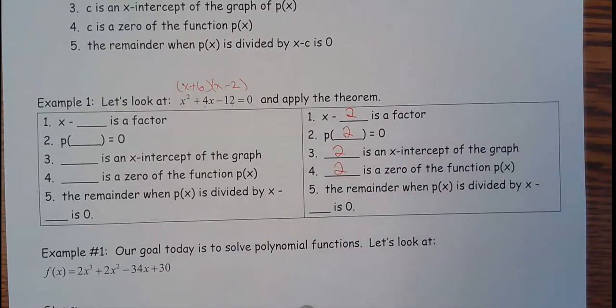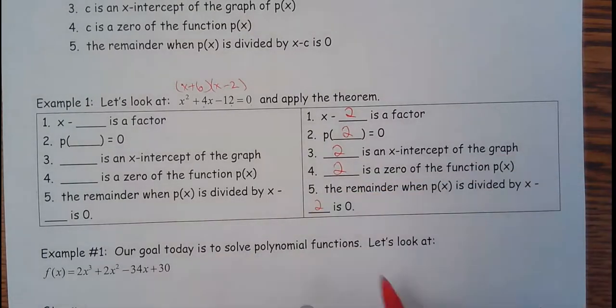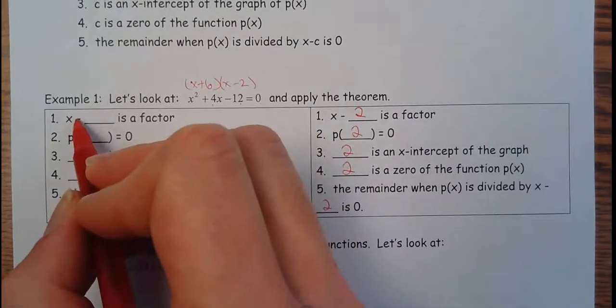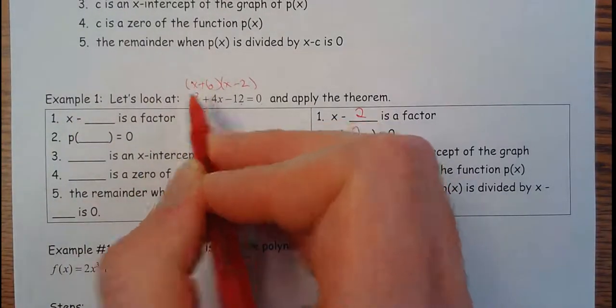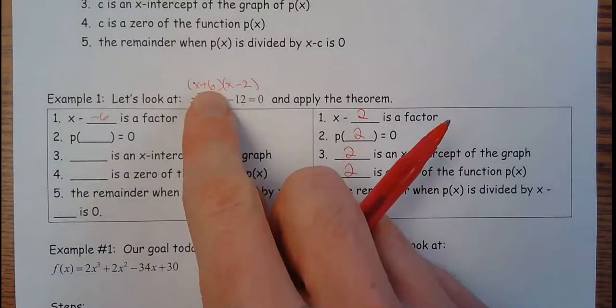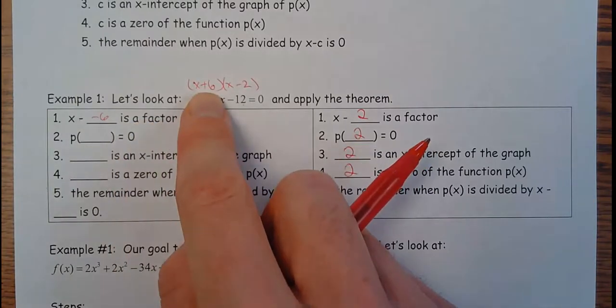And if I divided, when p of x is divided by x minus 2, the remainder is going to be 0 because it's a factor. Now over here it says minus, what would this guy be? Would be negative 6. Okay, so x minus negative 6, because that became x plus 6. So x minus negative 6 is a factor. We just know it as x plus 6.